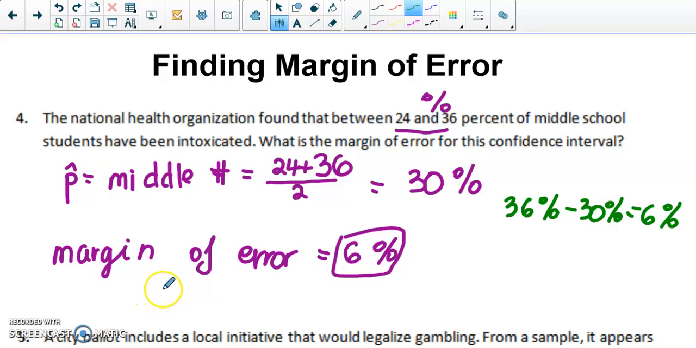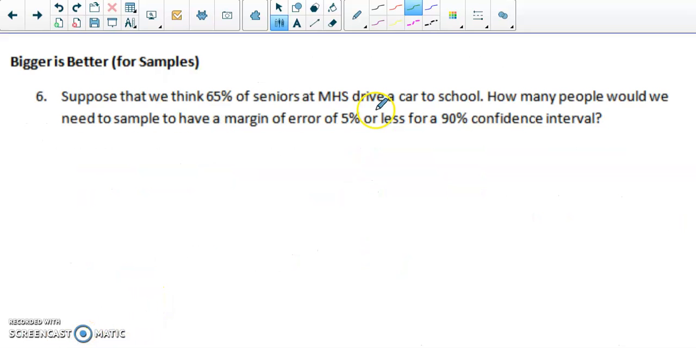You can now try number 5, which is pretty much the same as a practice, and check the answer in Canvas. This is a third type of problems in this section. Bigger is better for samples. We're finding what the sample size should be in order to get the desired margin of error. So in this case, it's 5%. We want to have a margin of error of 5% while we are 90% confident.